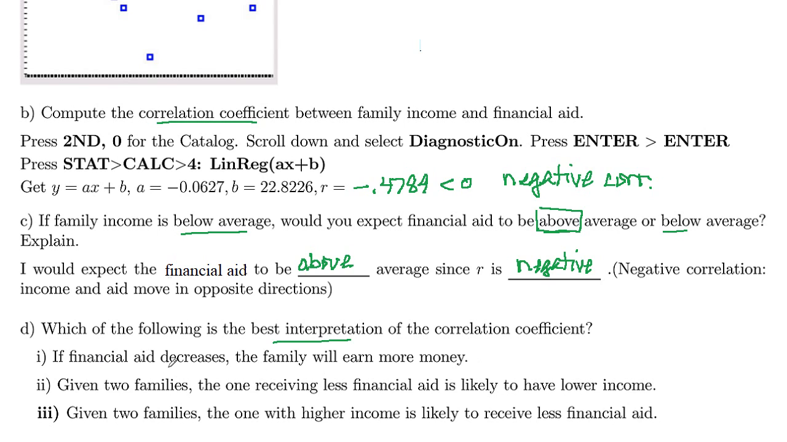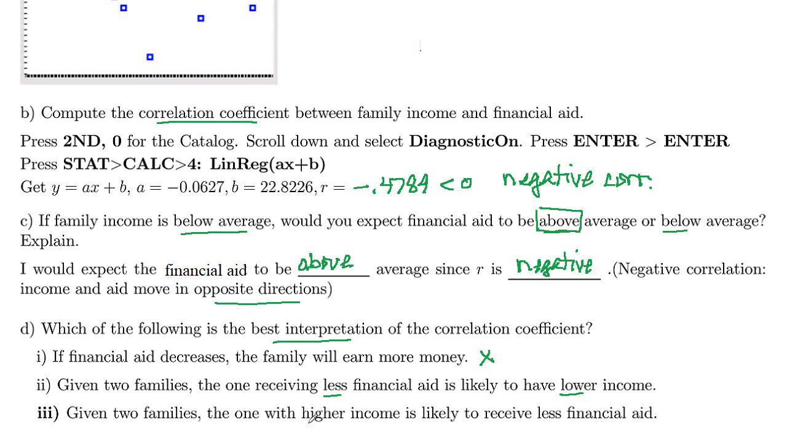If financial aid decreases, the family will earn more money. That's almost sounding like cause and effect: if you decrease the financial aid, that will cause the family to earn more money. No, that's not going to happen. Correlation does not show cause and effect, it just shows association. Given two families, the one receiving less financial aid will have lower income. That's not true, because negative correlation means opposite direction. Higher values of one are associated with lower values of the other.